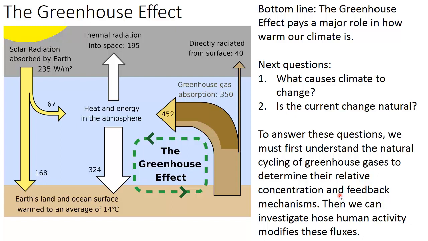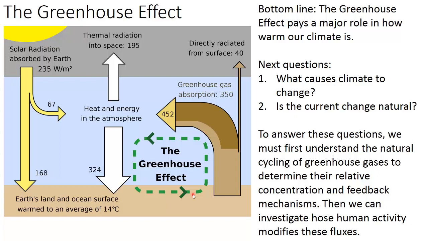When we put all of this together, the bottom line is that the greenhouse effect has a major role in how warm our climate is. If we didn't have water or CO2 or these other greenhouse gases in the atmosphere, our Earth would be so cold that life would not exist. So it's good that we have some amount of greenhouse gases warming our atmosphere. However, now that we've solved that mystery, it leaves us with more questions. The first question is, what causes our climate to change? And then, is the current change we're observing natural?